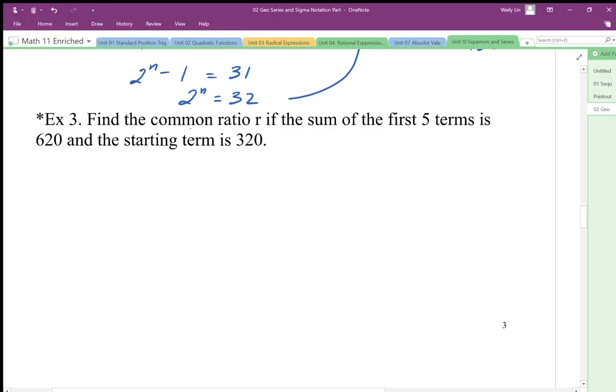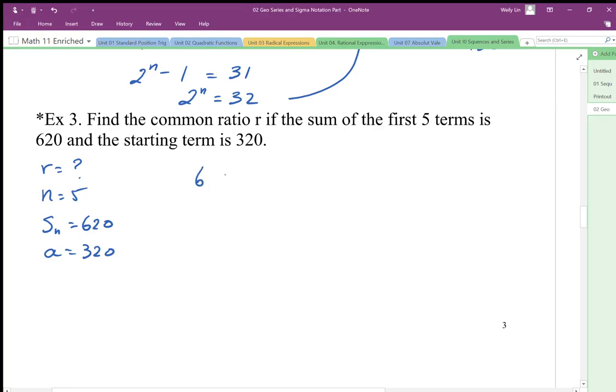This one here, we have a common ratio r. We want to find the common ratio r, so r is our unknown. We're given the first 5 terms, so n is equal to 5. We know that Sn is equal to 620, and A is 320. Well, we can try to work this out. We can say, plug this into our formula.